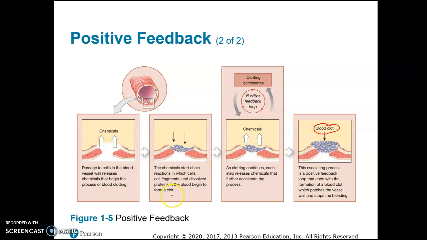So first thing that happens in blood clotting is chemicals start chain reactions. What you're seeing here are platelets that are coming in to form a plug. Sorry, that's supposed to be an arrow. They're coming in to form a plug to block the area of injury, the area where the tissue is torn. So platelets or cell fragments and dissolved proteins begin to form a clot. And once that process starts, chemicals are released. These chemicals increase the clotting.